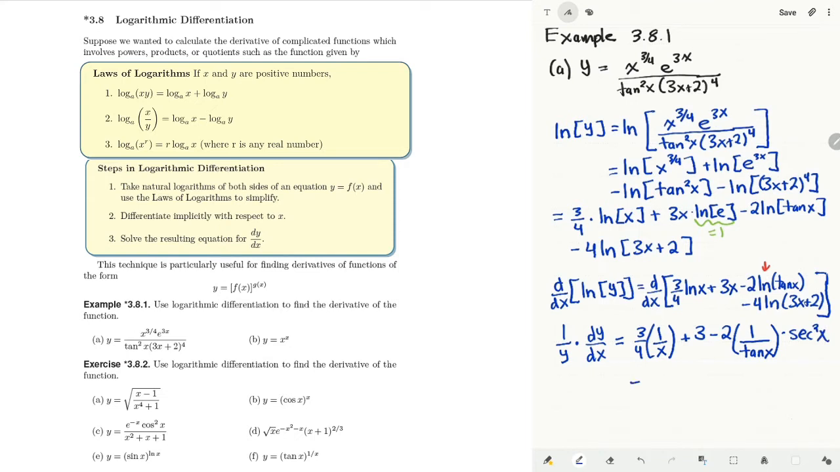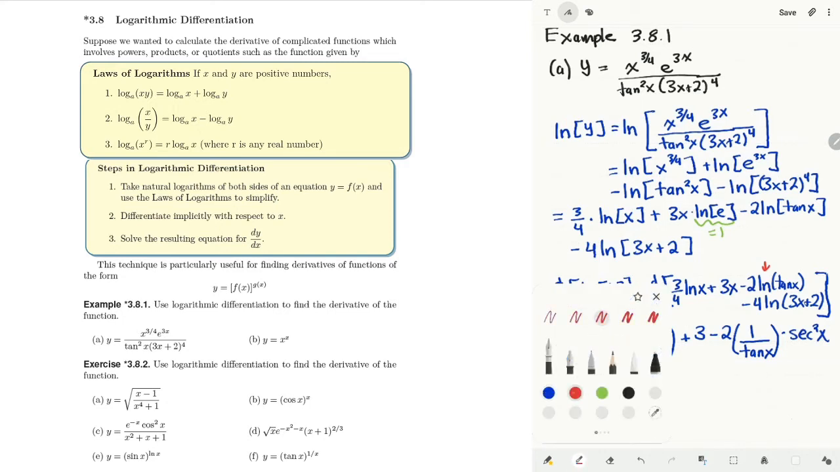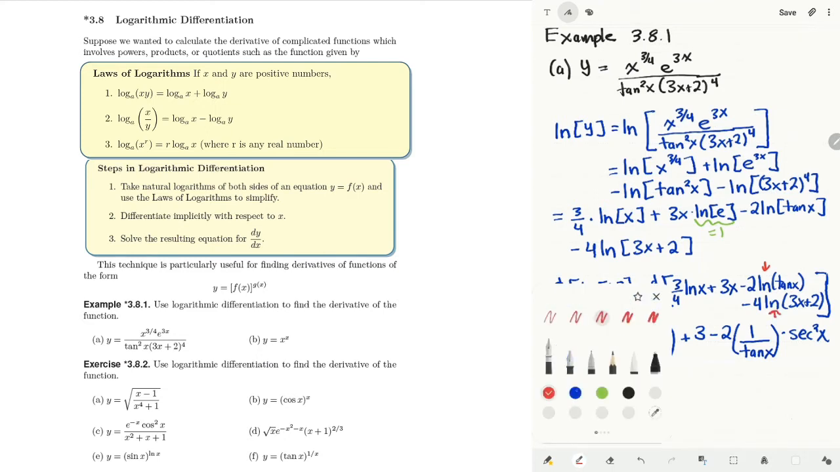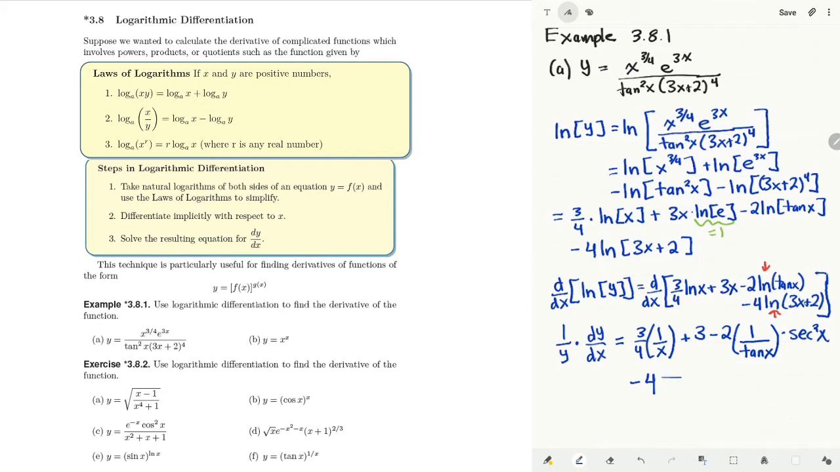And then we have minus 4 times the derivative of the ln of 3x plus 2. So again, we use a chain rule. So the derivative of the natural logarithm is 1 over the inner function, which is 3x plus 2. And then by the chain rule, we multiply by the derivative of 3x plus 2, which is 3.